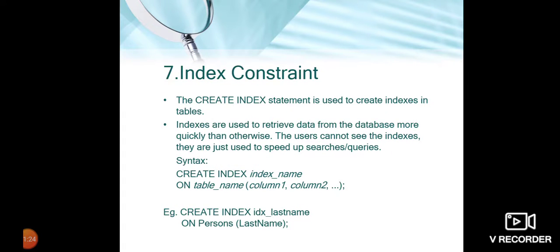The index constraint. With an index you create an index for faster retrieval of data. For example, the syntax is create index name on table name, column 1, column 2, and it goes on. Here you're going to create an index by the name idx last name, on the person table, and you refer to the column last name. By referring to the last name, you create an index, and this is used for faster retrieval of data.